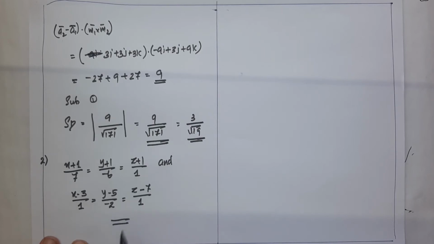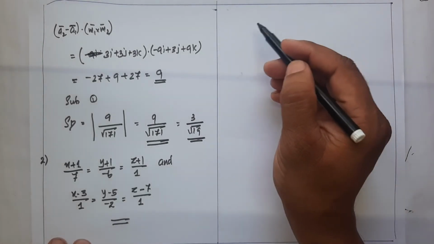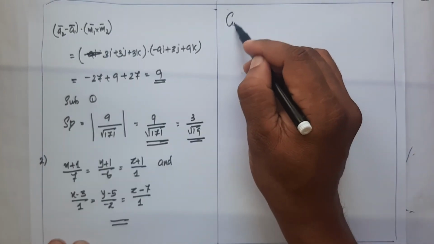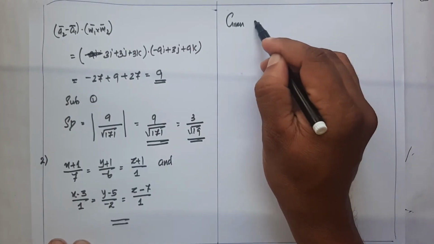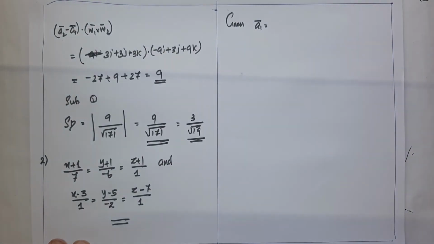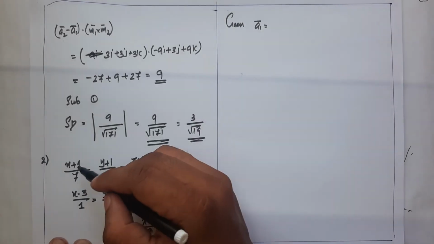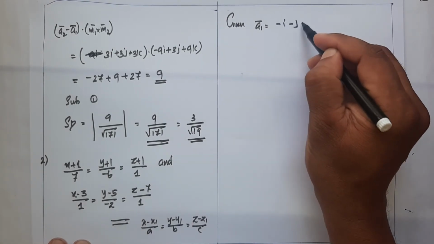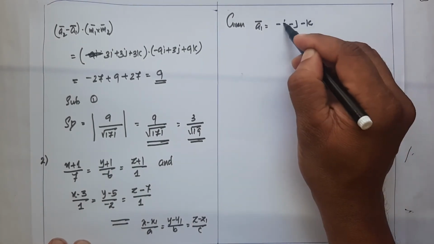Okay, first of all you write vector a1, a2, m1 and m2. Here given vector a1, that means our line comparing with the Cartesian equation x minus x1 divided by a equal to y minus y1 by b equal to z minus z1 by c. Here x1, y1, z1 represent a passing point. Here passing point is minus 1, minus 1, minus 1, that is minus 1 into i minus 1 into j minus 1 into k.